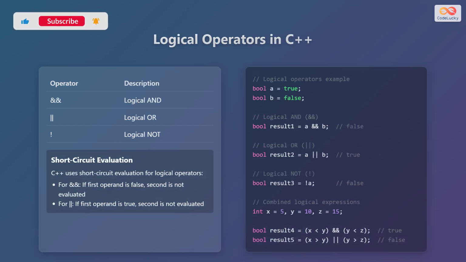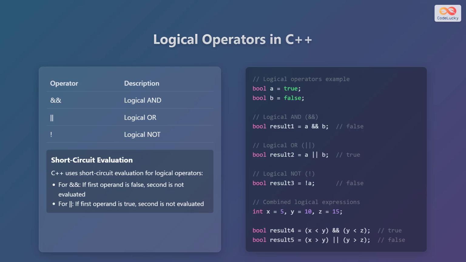Now let's explore logical operators in C++. These operators are used to combine Boolean expressions and perform logical operations. Here are the common logical operators. Double ampersand represents logical AND. This operator returns true if both operands are true.